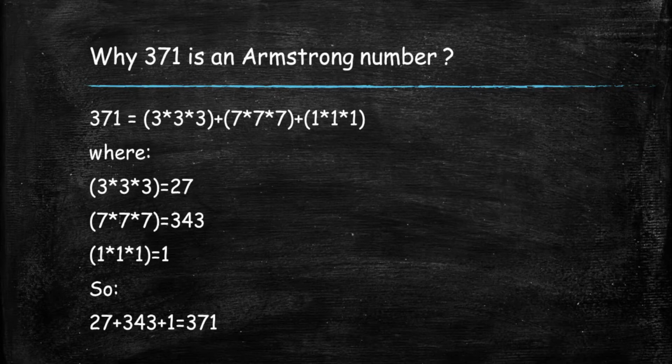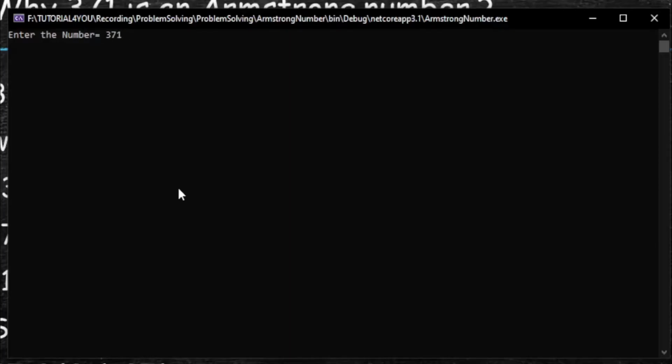So let's look at this program in action. It says enter the number. I am entering 371 and it is saying Armstrong number. So if I enter any other number, it will say it is not an Armstrong number.